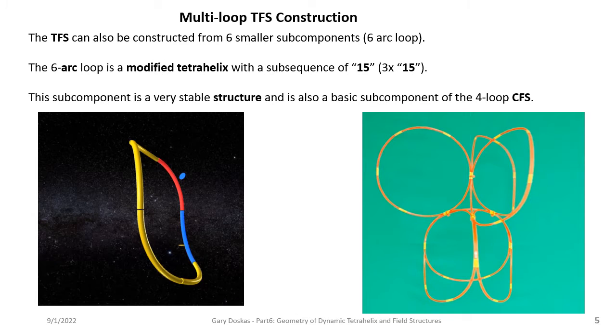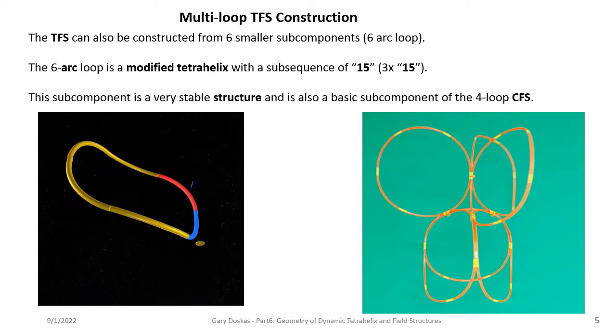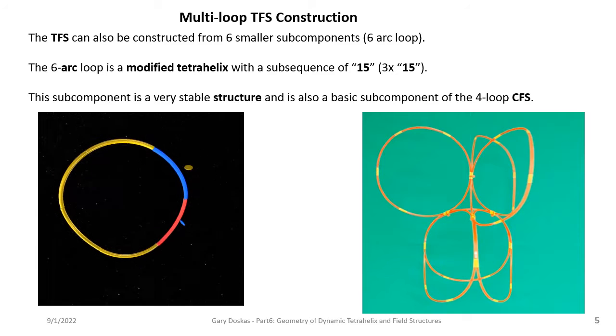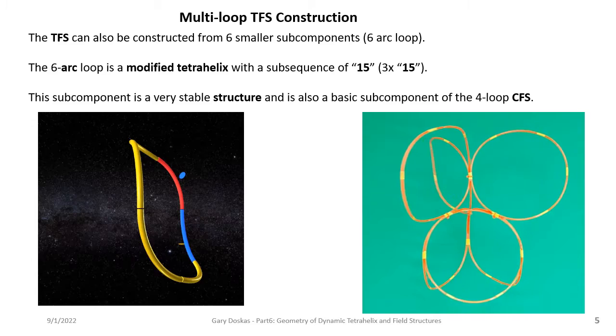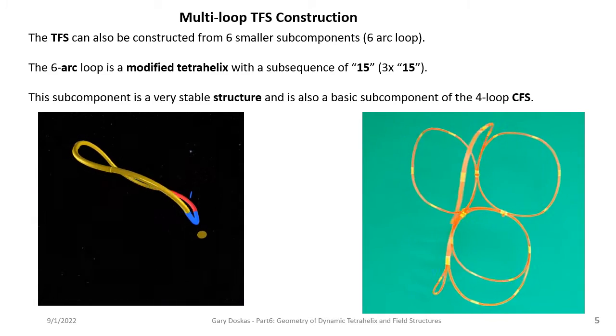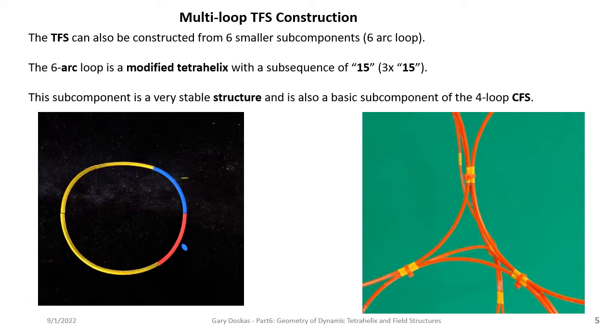Multi-loop TFS construction. The TFS can also be constructed from 6 smaller subcomponents, a 6-arc loop. The 6-arc loop is a modified tetrahelix with a subsequence of 1, 5, repeated 3 times. This subcomponent is a very stable structure and is also a basic subcomponent of the 4-loop CFS.